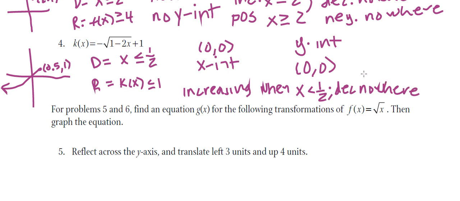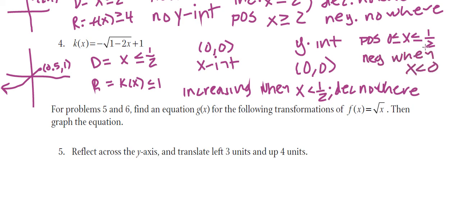Now, things are a little different here because this one is positive for a very short amount of time. This one is positive when x is greater than or equal to 0, but less than or equal to 1/2, because for that very short amount of time it's positive. But then it's negative when x is less than 0. So I hope you got that part, that one's both positive and negative.